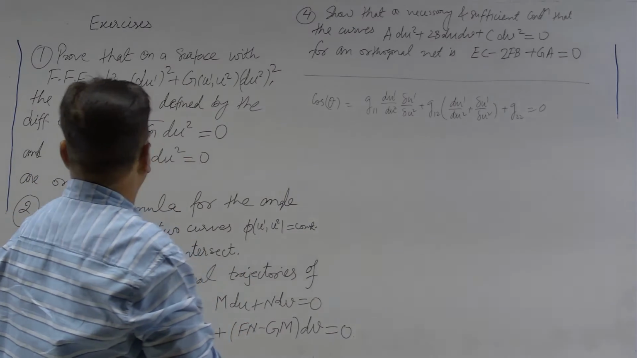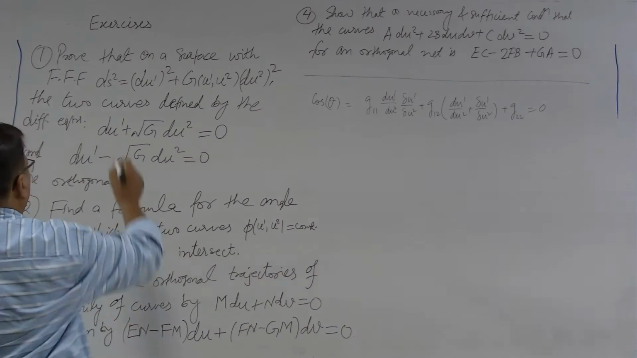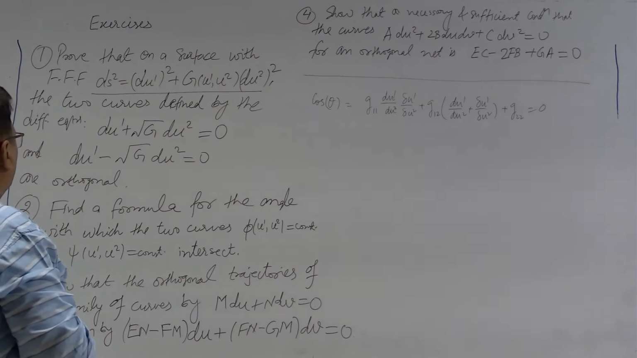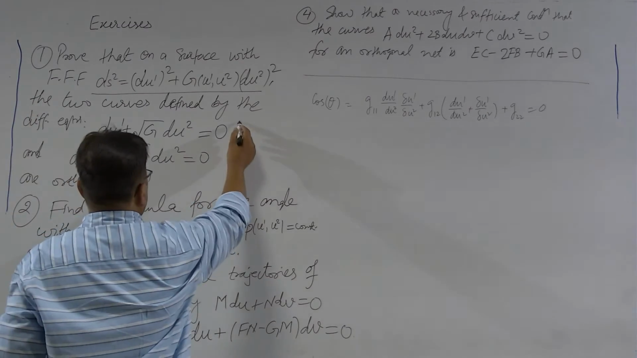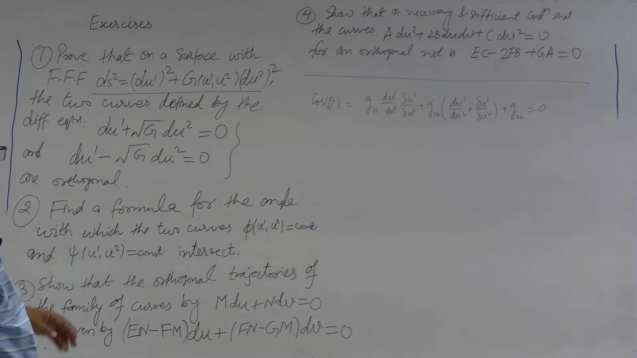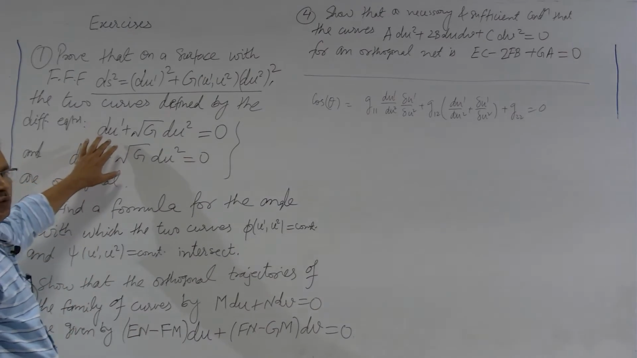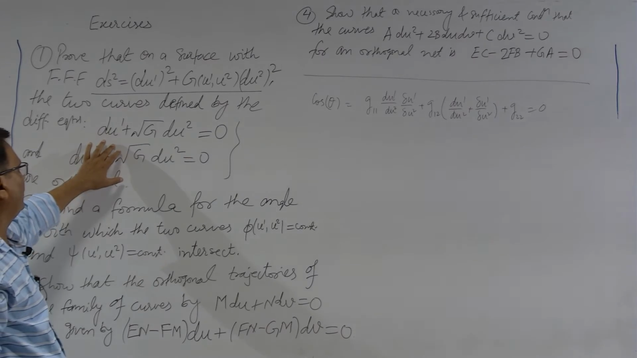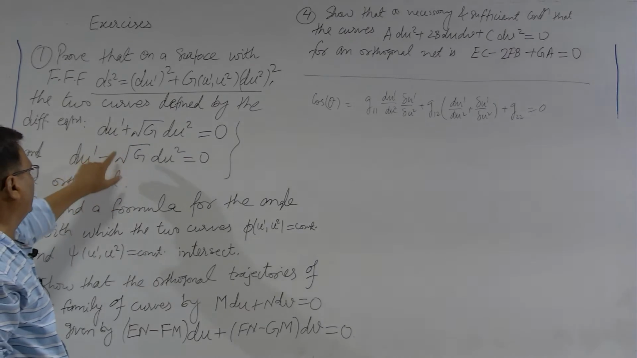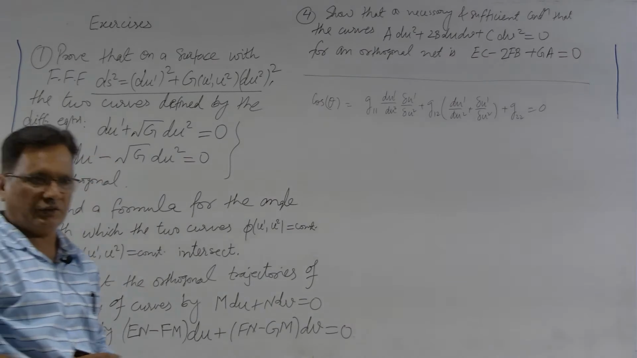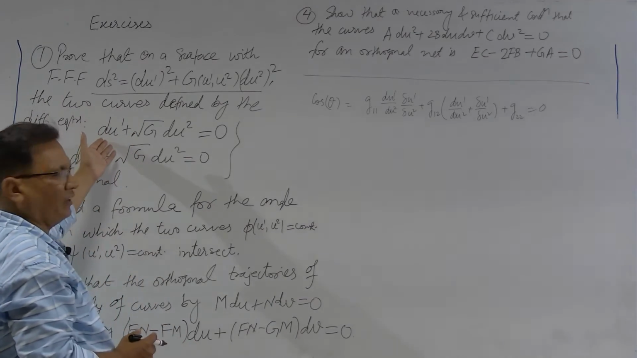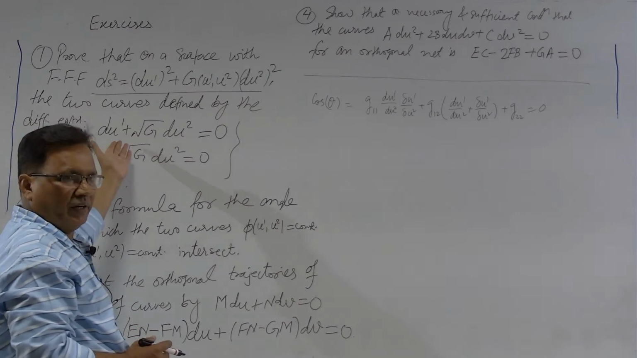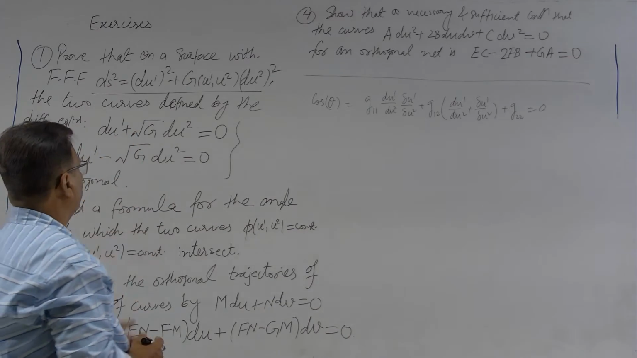So, the first one is: prove that on a surface whose first fundamental form is this, the two curves given by these two, these are the differential equations of the two curves which are drawn over this surface. So, what I will be doing? I will be computing the direction of these two curves. In fact, this represents one family of curves, this represents another family of curves. You pick one curve from here, one curve from here and see what are their directions.